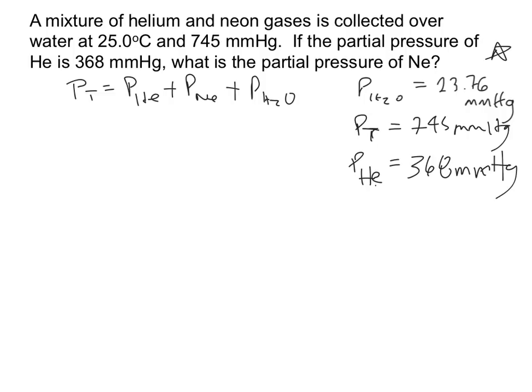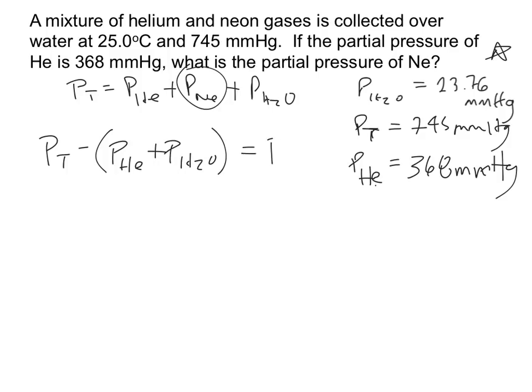Okay, so in order to calculate the pressure of neon, we're just going to do some very simple math. Okay, so basically our P total is going to be subtracting our pressure of our helium and our pressure of our H2O respectively, and that will leave us with our pressure of our unknown neon.